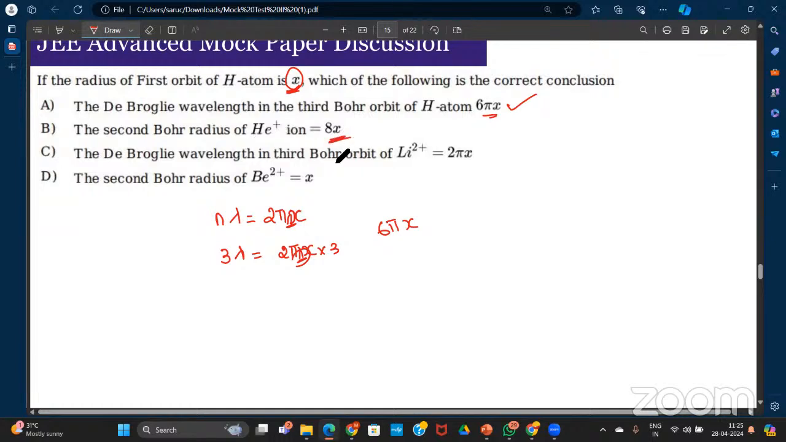Is the second Bohr radius of the helium plus ion 8 times x? How will you calculate the Bohr radius? What is the formula for the calculation of the Bohr radius? Rn is equal to... what is the formula to calculate the radius of the second Bohr orbit of the helium plus ion?